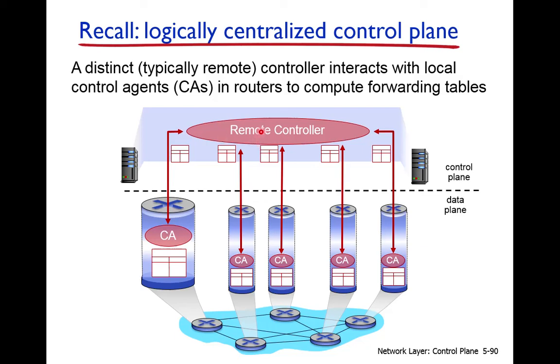So this remote controller, or this centralized control plane, computes the path and the forwarding table for each and every router. And this remote controller is implemented in software. So if you want to change the control plane or make a modification, you can do it easily. Why? Because it is in software. Just install the new software. Moreover, it is open source. The code is available, so you can change the code by yourself.